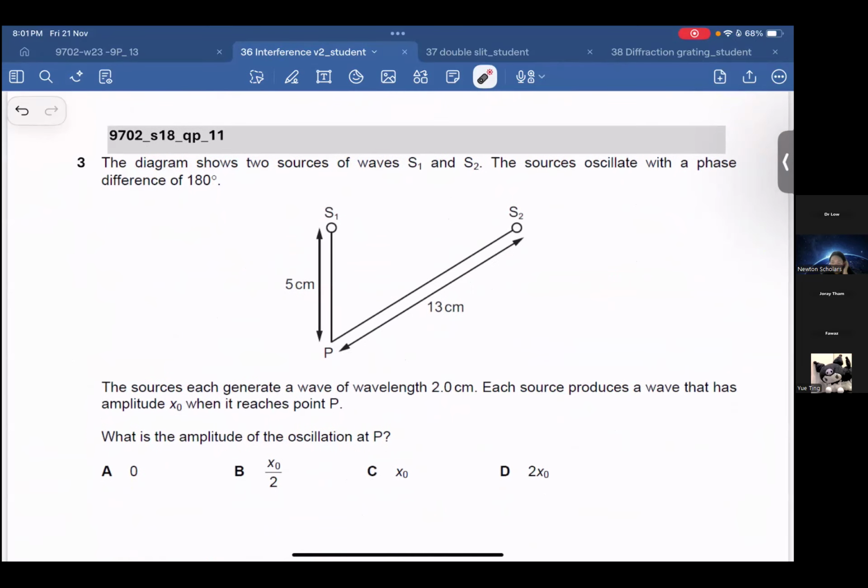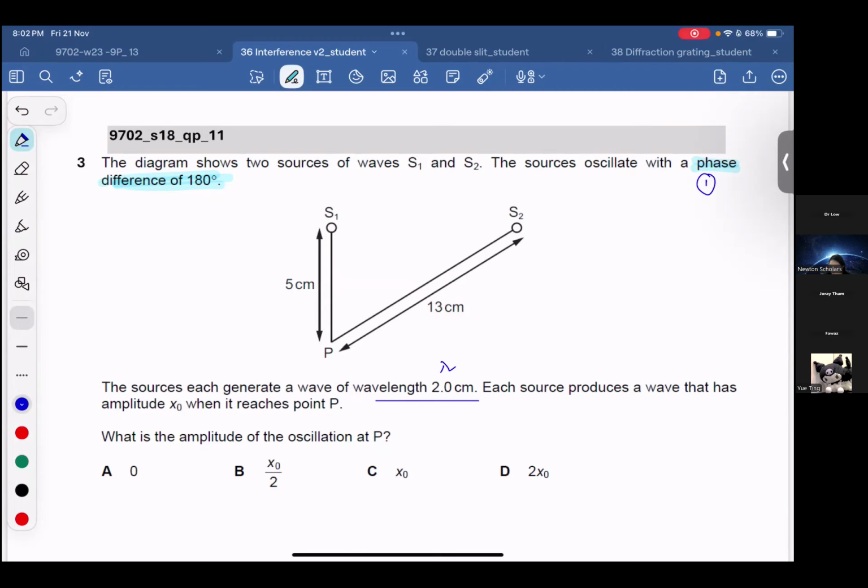Okay, good job. The diagram shows two sources of waves, S1 and S2. The sources oscillate with a phase difference. Like highlighted, here is our first step. So I understand they are out of phase first. The sources each generate a wave of wavelength 2 cm.